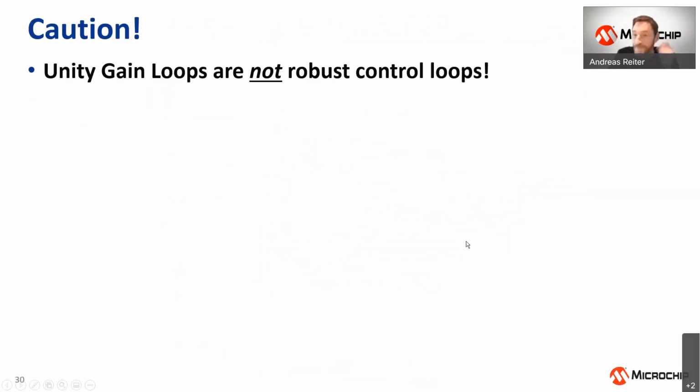Okay, one word of caution here. Because this is a unity gain loop, there is no compensation. So it means it is effectively a proportional controller. It is not a robust control loop, and it's definitely not going to be stable. So the more sensitive your power supply is, especially the higher the frequencies and the less damping you have in the system, the more careful you have to be when you power up your power supply.